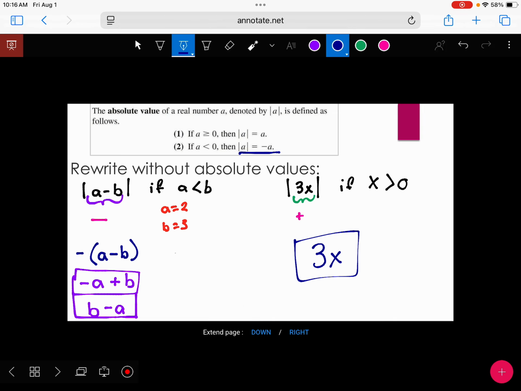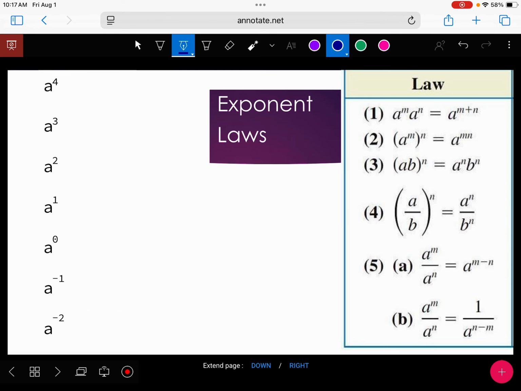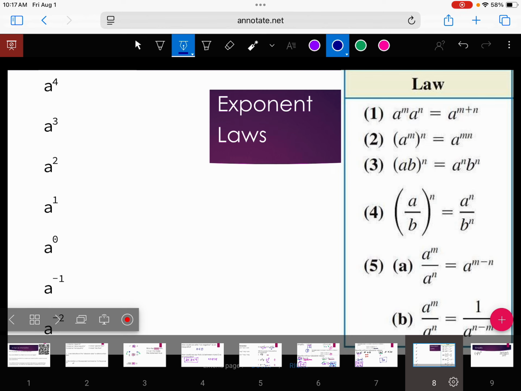Okay, questions on our absolute value stuff. We're going to do a little bit of exponent stuff, and that'll be it. We're good. We got 20 more minutes. Perfection. I have 2 more slides for you. Well, this one and one more.